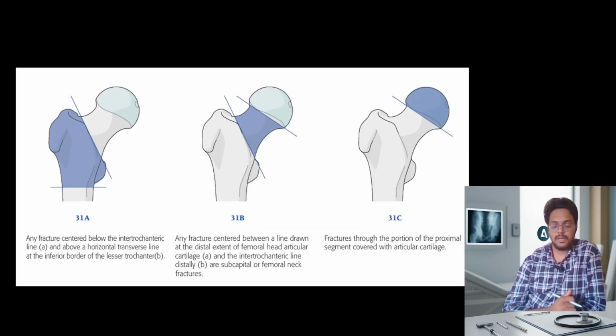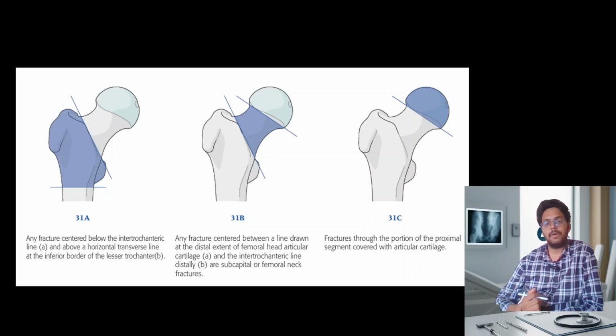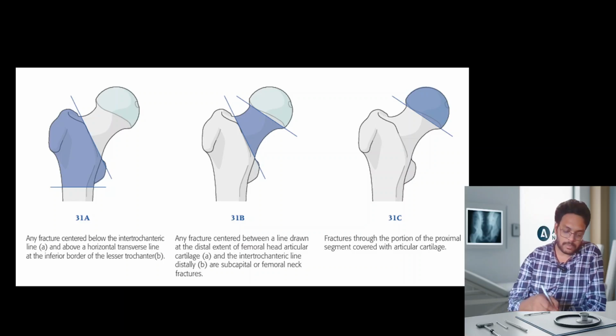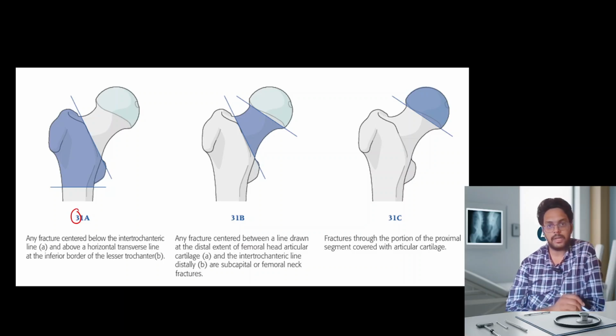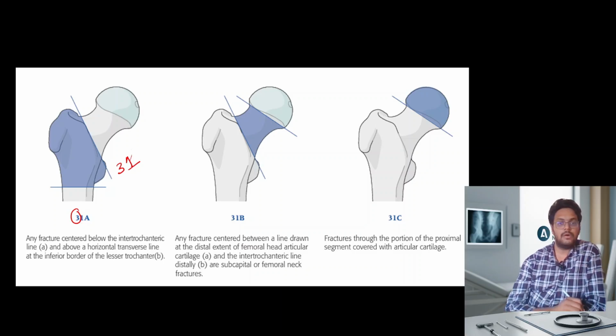Here is the AO classification system. In the AO classification system, what is the number? As we have discussed in the earlier videos, AO is an alphanumerical classification system. So what is the number for the femur? The number for the femur is 3. For the proximal femur, that is the head, neck and the trochanteric region, it gives the number 1. So 3 is for femur, 1 is for the proximal region of the femur.